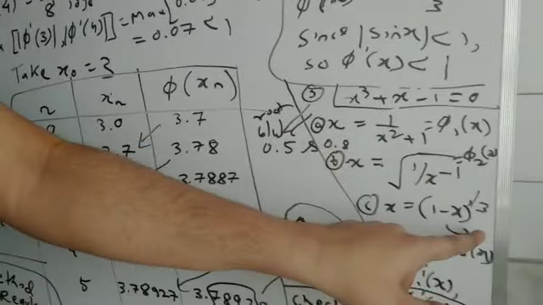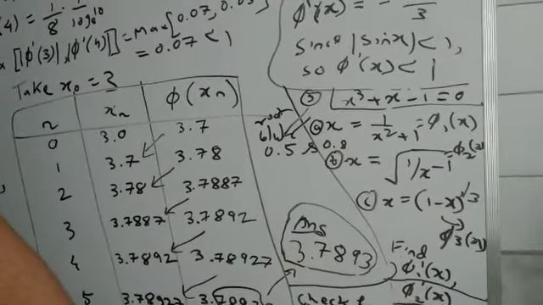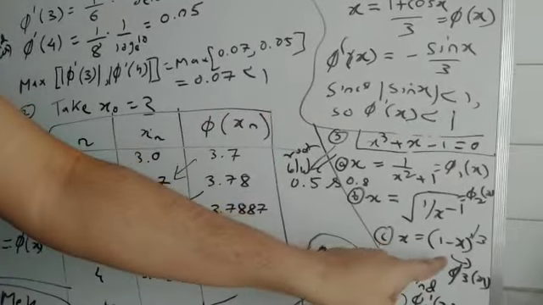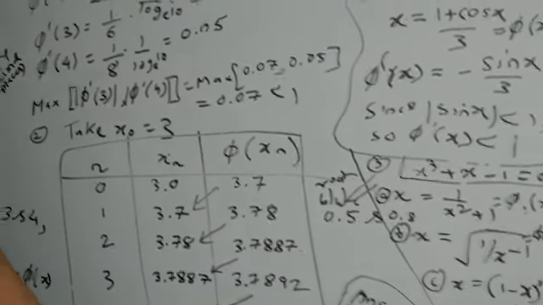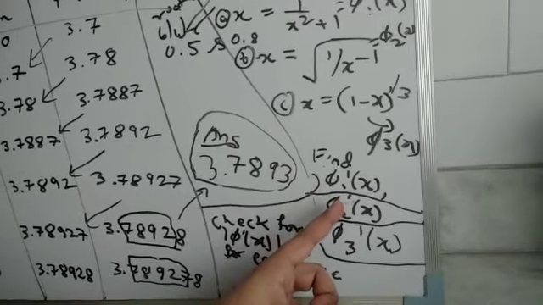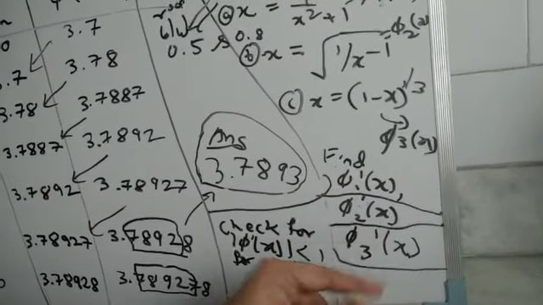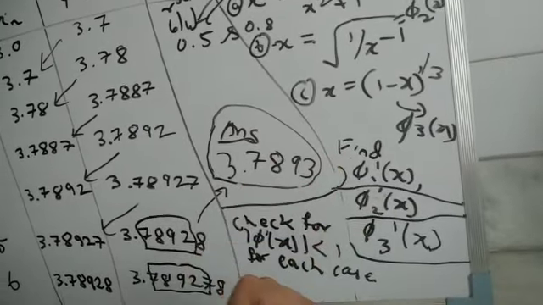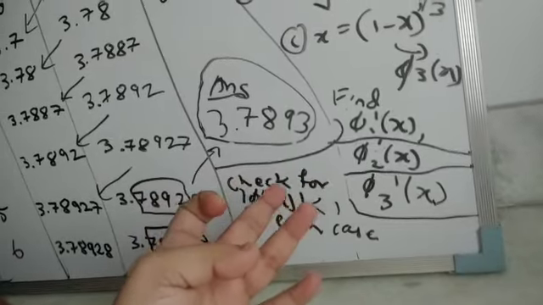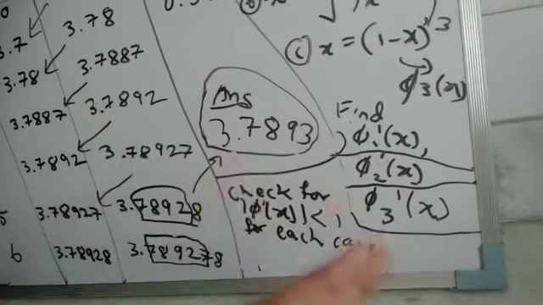So phi 1x, phi 2x, phi 3x. Now the question is, which one to choose among these? What you need to do is calculate phi dash x: phi 1 dash x, phi 2 dash x, phi 3 dash x. Calculate this. Then check the condition, mod phi dash x less than 1.